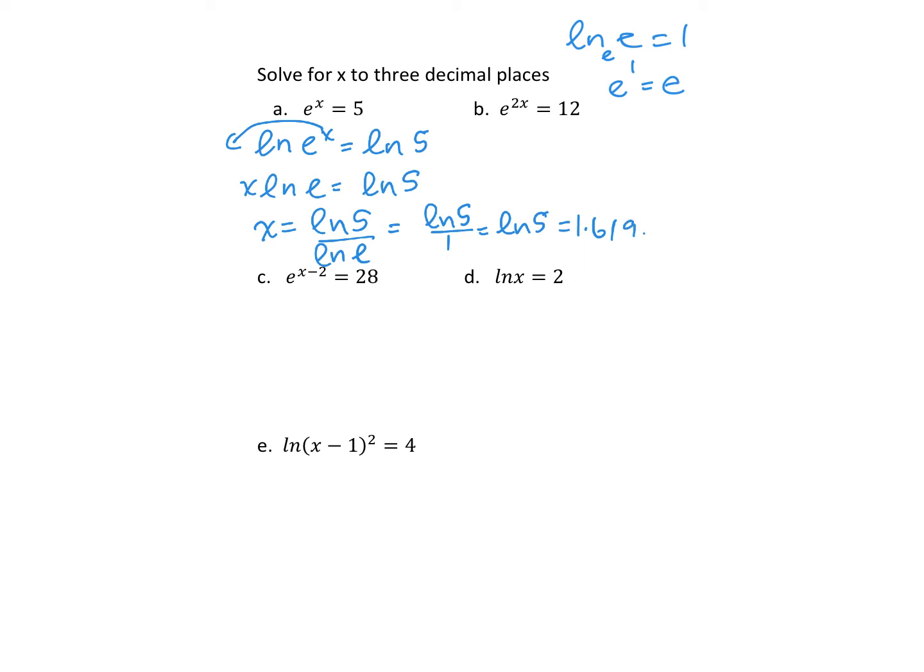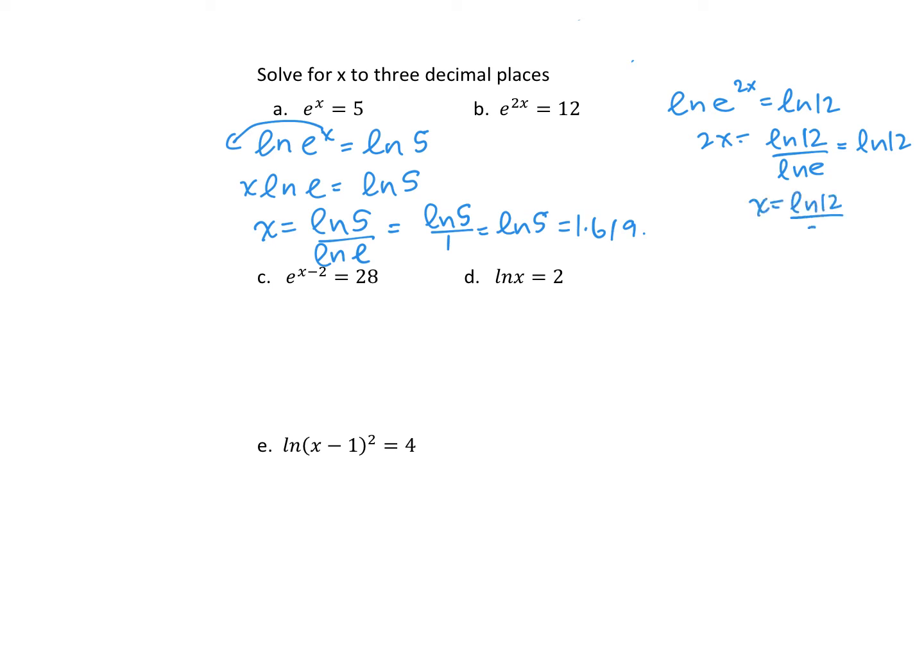In the second question, we can do the same thing. So we'll ln both sides. So e to the power 2x equals 12, so 2x will be ln of 12 divided by ln of e, which we know is 1. So ln 12 divided by 1 is ln 12. And then x will be ln 12 divided by 2, and then we can just change that to a decimal, so it's 1.242.